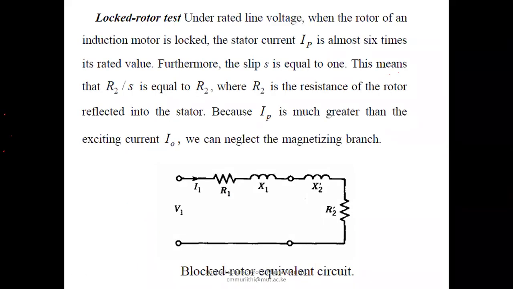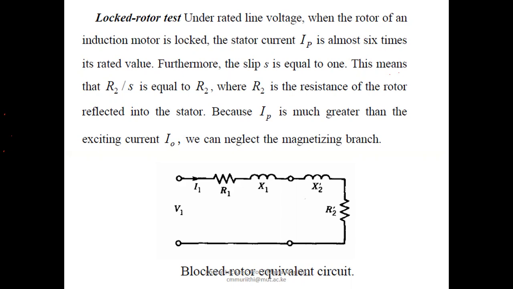The other test that is key is the locked rotor test. In this case, we hold the rotor stationary so that it does not rotate. If we hold the rotor stationary so that it does not rotate, the slip is equal to 1, and the circuit becomes as indicated. Since the magnetizing branch in this case will be much greater than X1, X2, and R2, it is neglected.